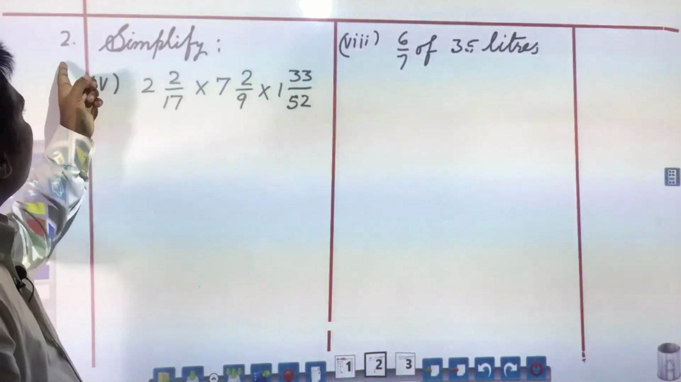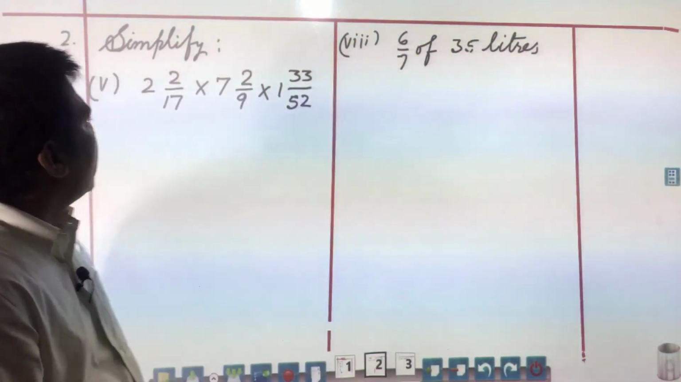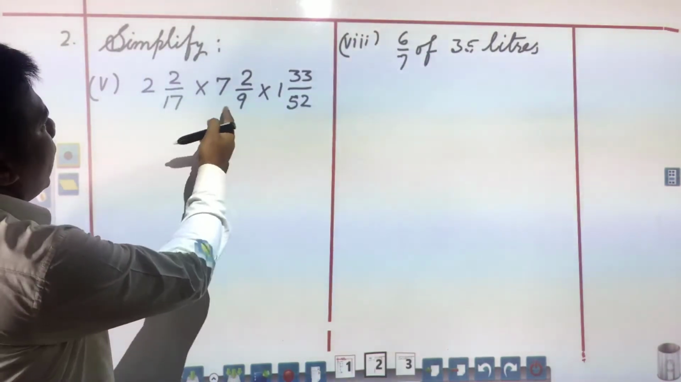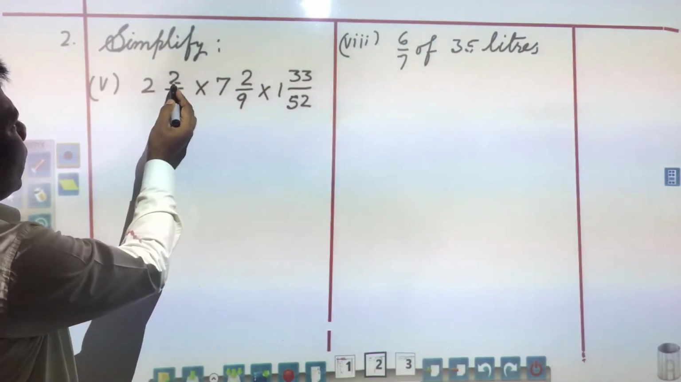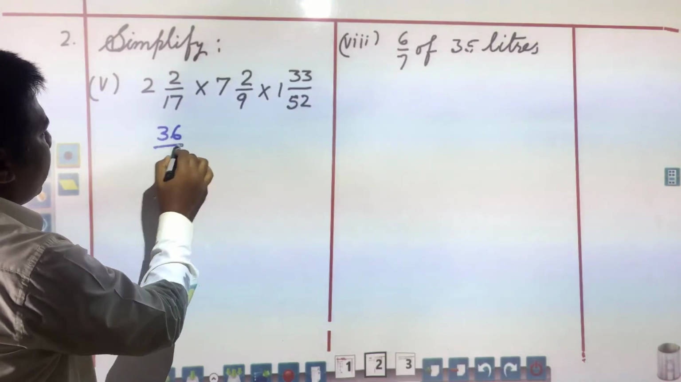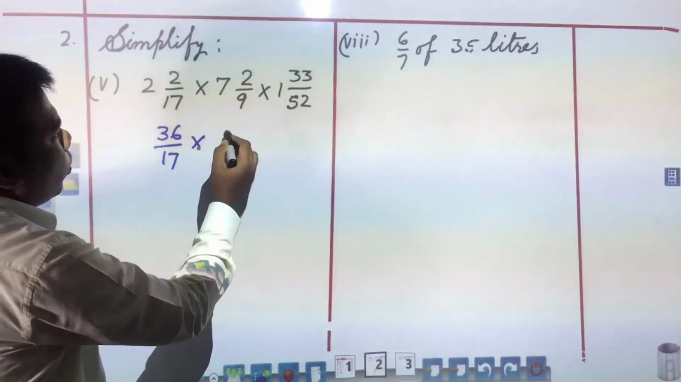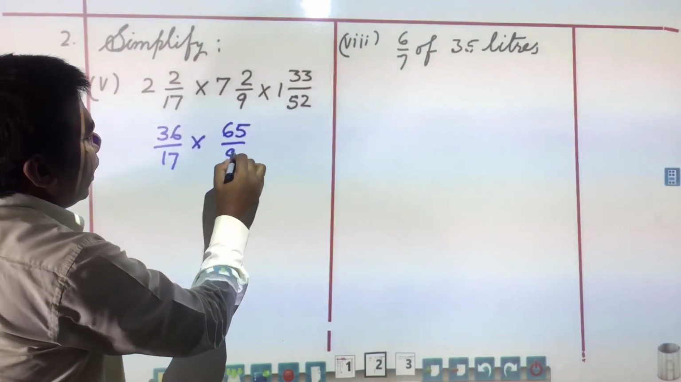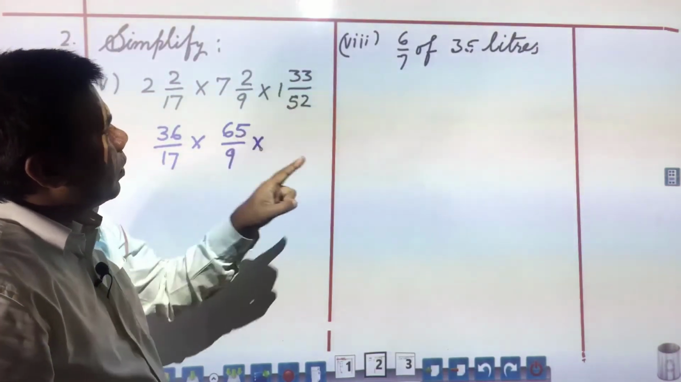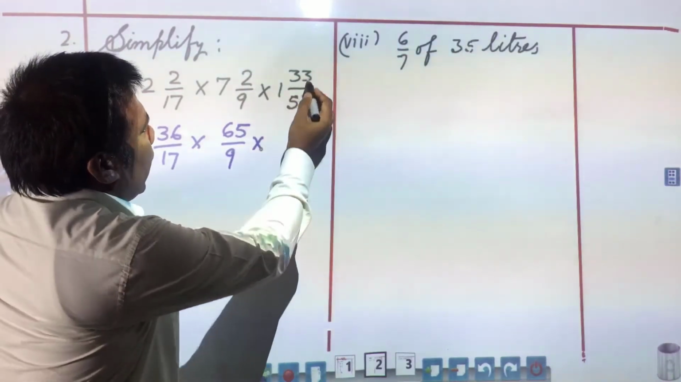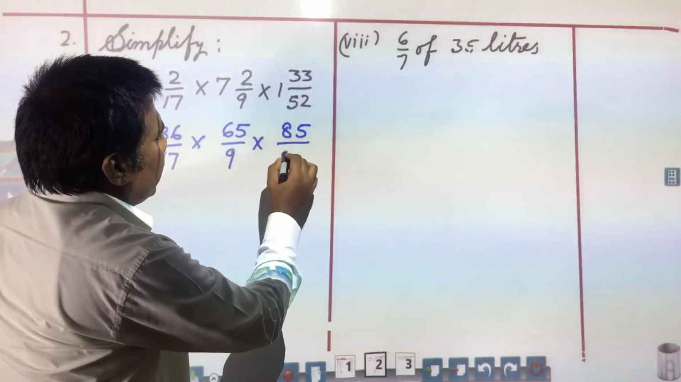Next question, in question number 2, simplify. Here I have taken two questions, question number 5 and question number 8. Here you see the same thing is required to be done. This is required to be converted into improper fraction. 17 twos are 34 and 2 is 36, divided by 17, into 9 sevens are 63 and 2 is 65, by 9, into 52, into 1, 52 plus 33. So, just you add this: 2 and 3 is 5, and 5 and 3 is 8, divided by 52.